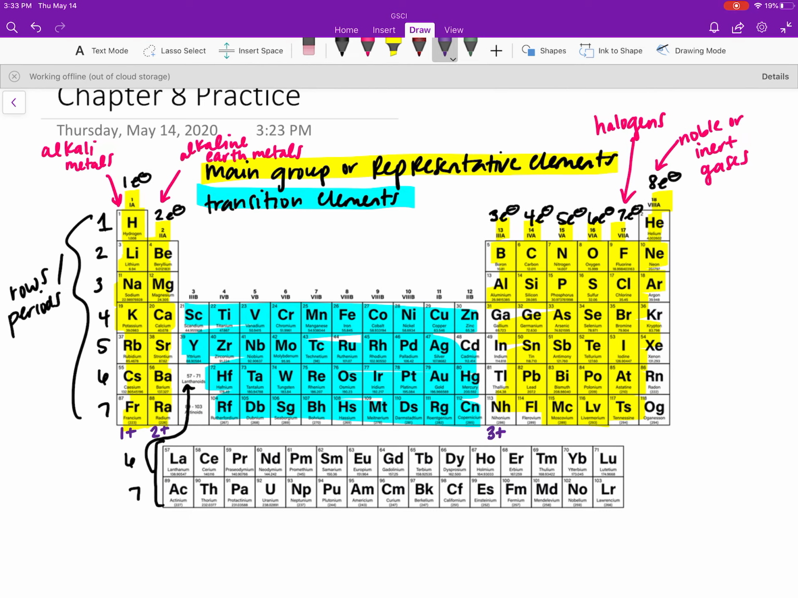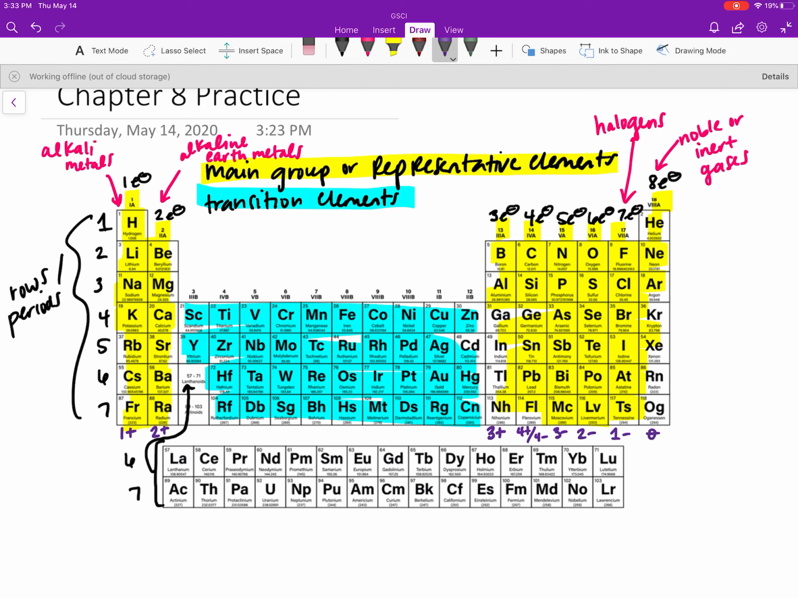When I jump across, these tend to be 3 plus, and then something changes. When I get to group 4A, these elements either like to be 4 plus or 4 minus. They're either going to give up or gain 4 electrons. Then it's going to start going backwards. 3 minus, 2 minus, 1 minus, and then 0. Because remember, noble gases don't want to gain or give up electrons. They are fine just the way they are.